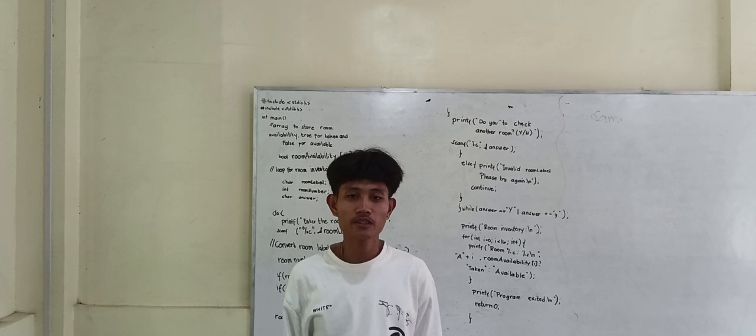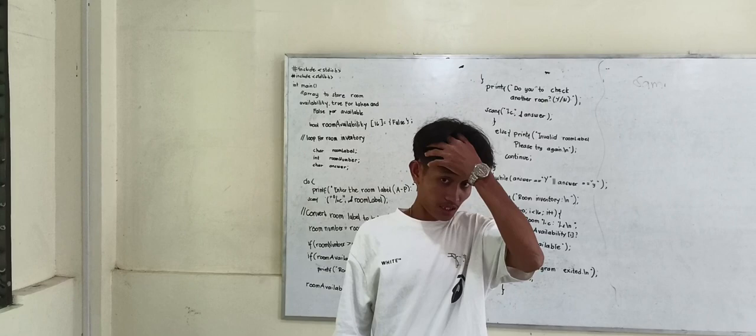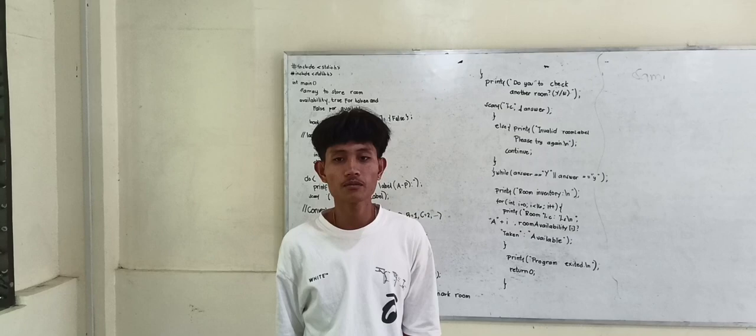The code that we provided is written in the C programming language and demonstrates a simple ROM inventory system. This program allows the user to check the availability of ROMs labeled from A to B and keeps track of their availability status.